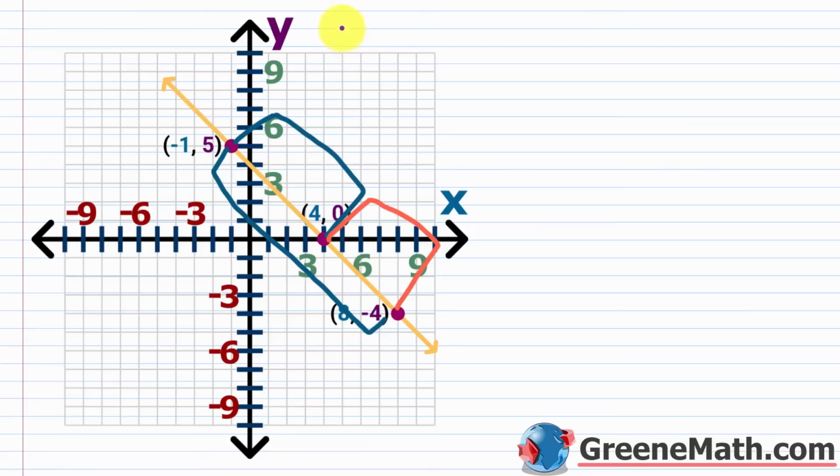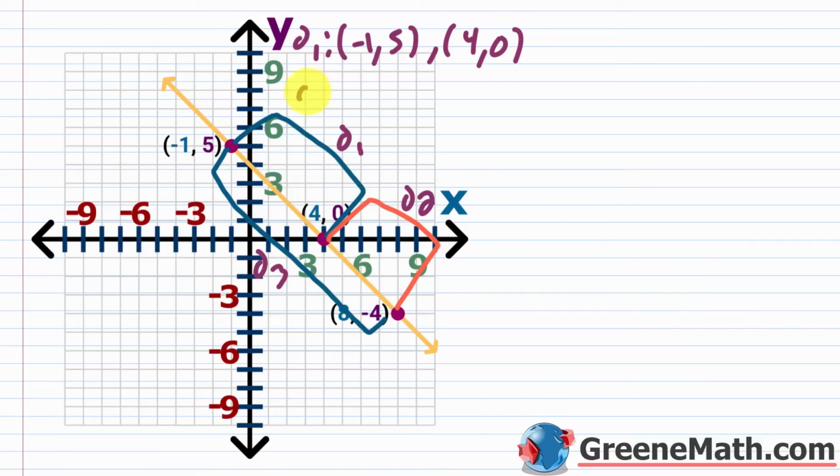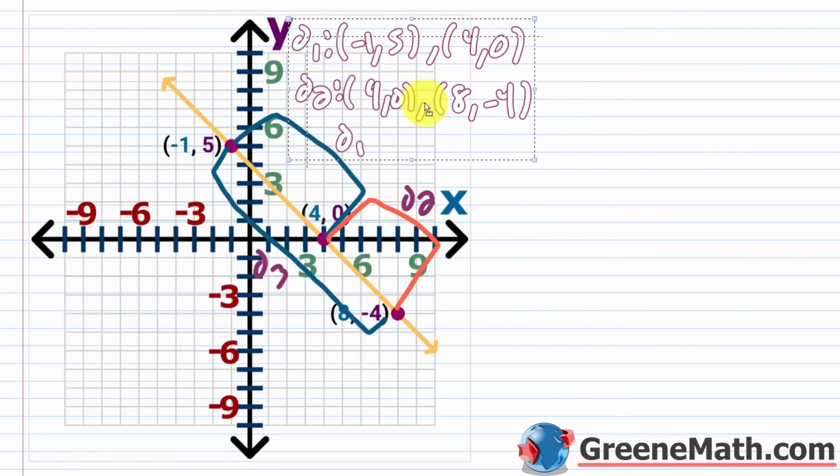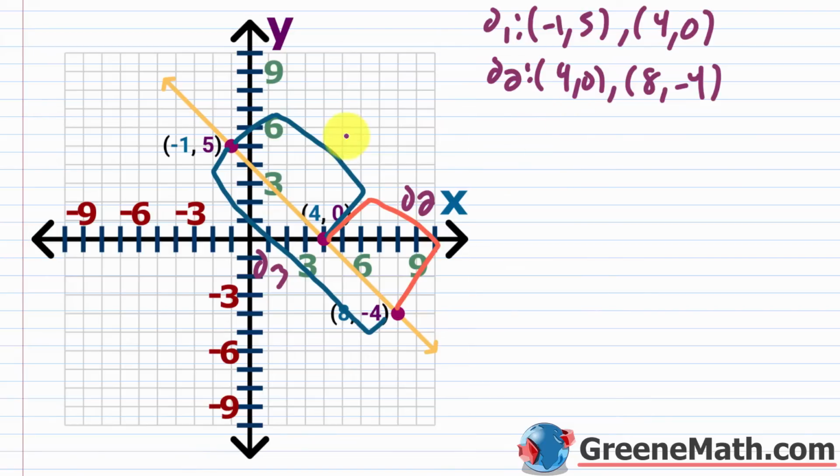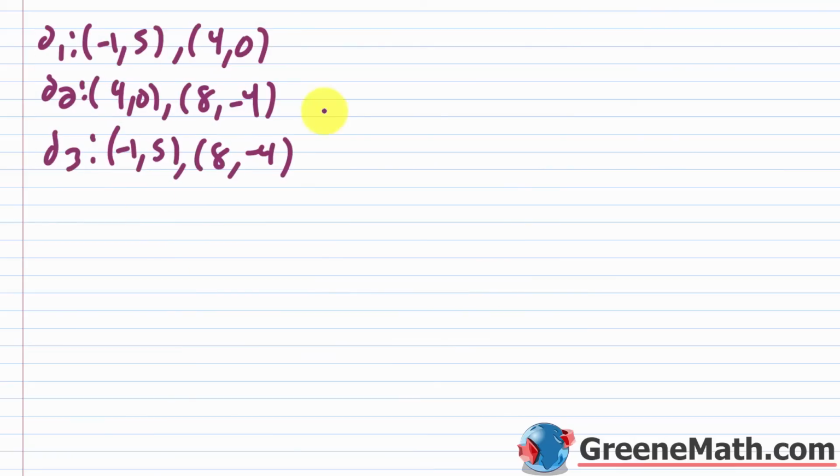So let's just go ahead and say we're looking for the distance from -1, 5, then to 4, 0. Let's call that distance 1, and I'll label this as distance 1. This will be distance 2, and then this will be distance 3. So let's say for distance 2, this is going to be from 4, 0 going to 8, -4. Maybe the negative could be a little bit better there. So then for distance 3, this is the biggest one. So from -1, 5 going to 8, -4.